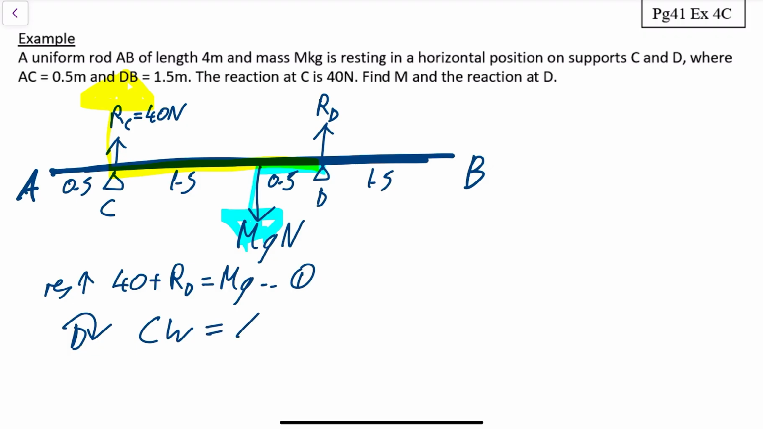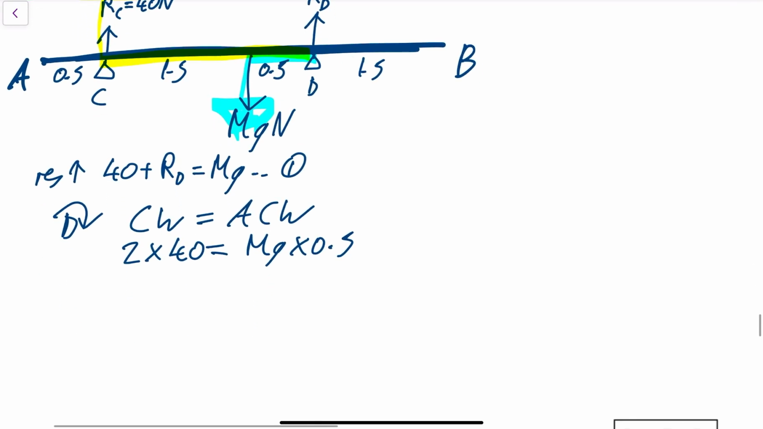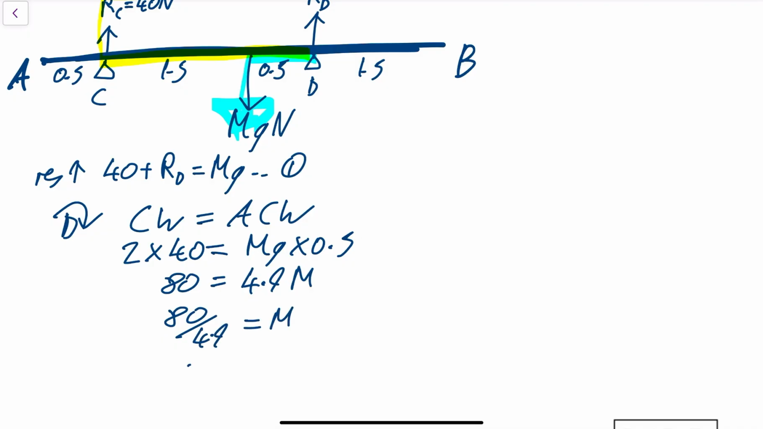So clockwise equals anti-clockwise. The clockwise one I just said was 2 times the 40. And the other one then is the mg times 0.5. Then we'll do a wee bit of working out with that. So 2 times the 40 is 80, and so 80 is equal to 0.5 times the g. So that's 0.5 times 9.8, that's going to be 4.9m. And then 80 divided by 4.9 is equal to m. m works out to be 16.3265 kilograms.